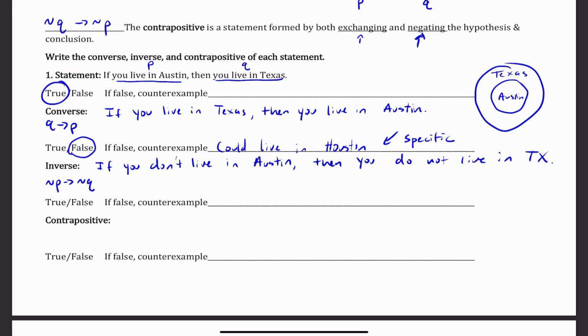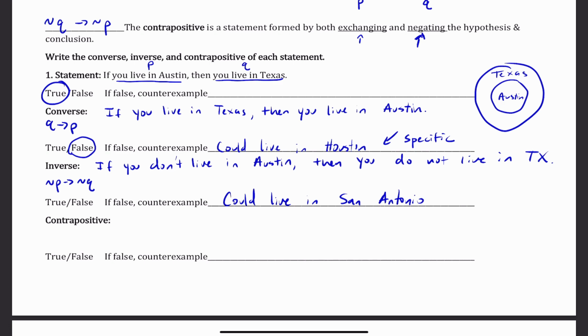So if you live anywhere but Austin, does it imply that you don't live in Texas? No. So my counterexample would be, you could live in San Antonio. Okay, this place is not Austin, but this place is still in Texas. So this is a great counterexample, and again, I'm being very, very specific.